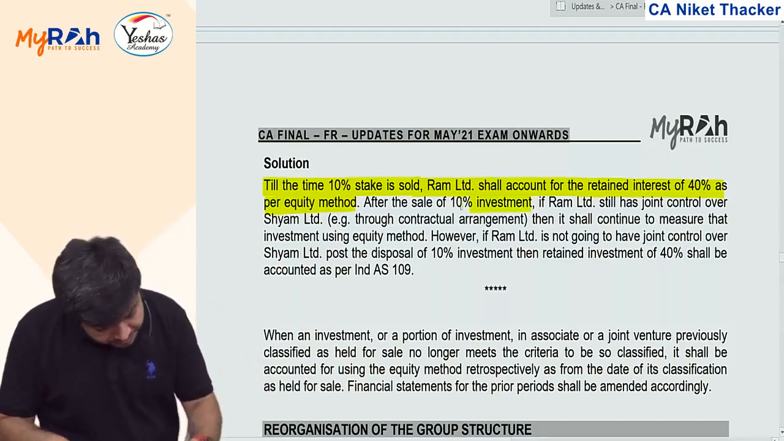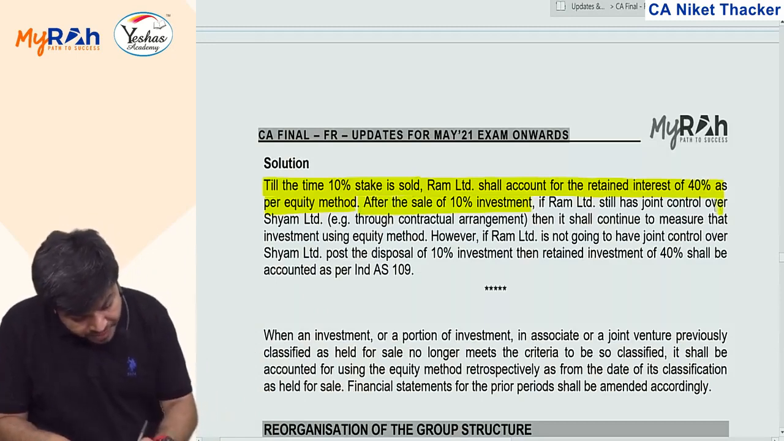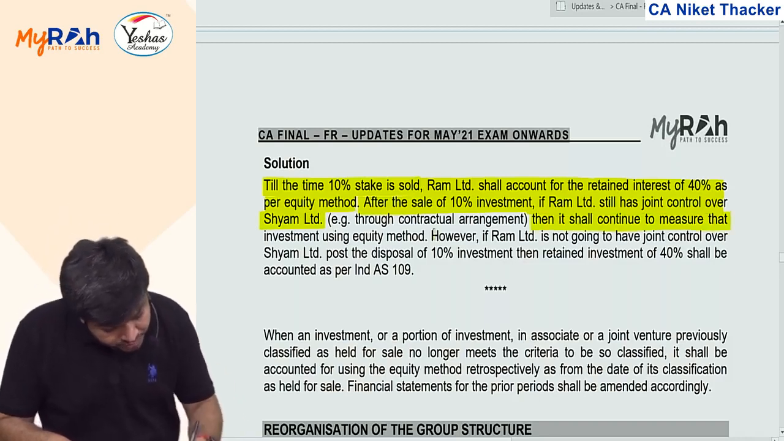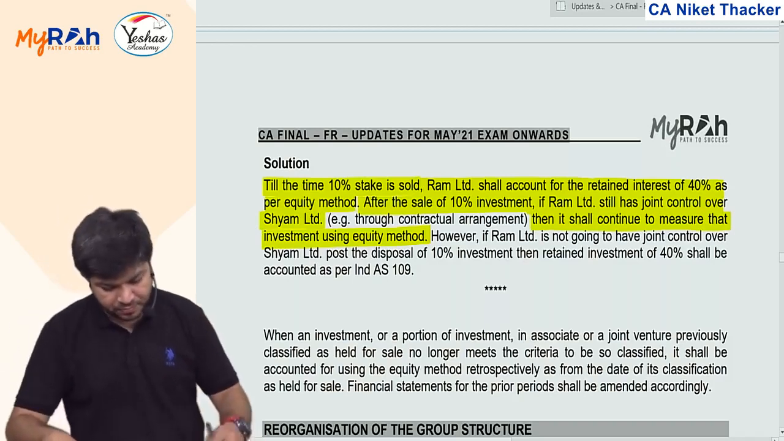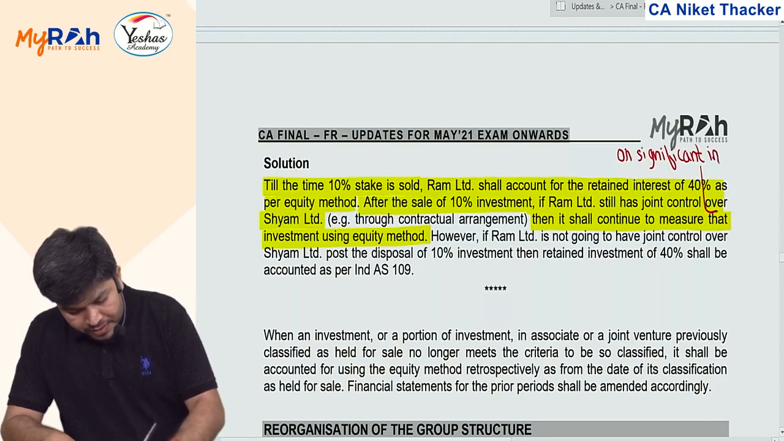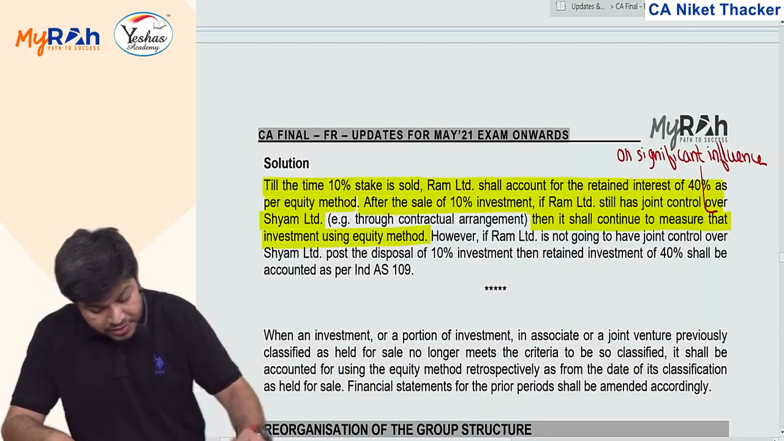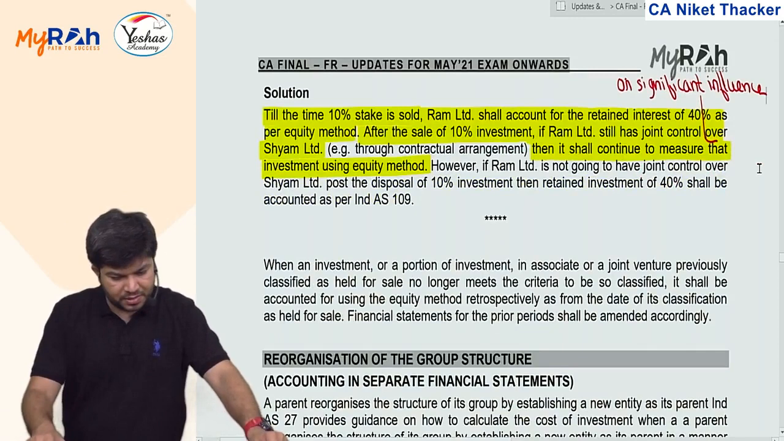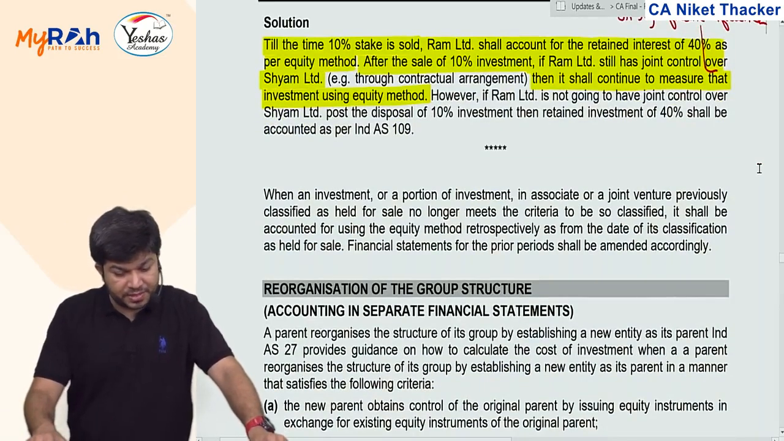After the 10% is sold, if Ram still has joint control or significant influence, it shall continue using the equity method. If it still has joint control, I just add the words or significant influence. So if you still have joint control or significant influence, continue the equity method.